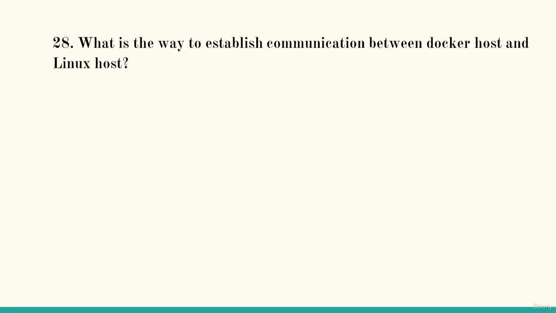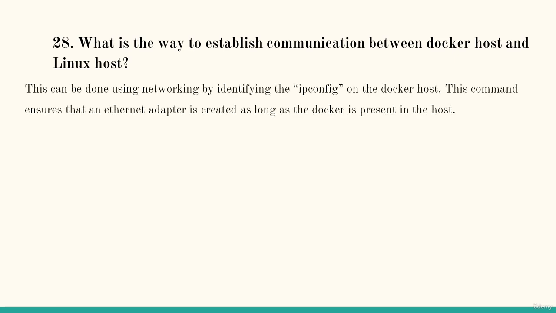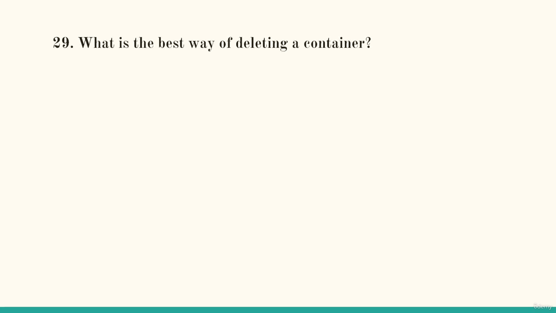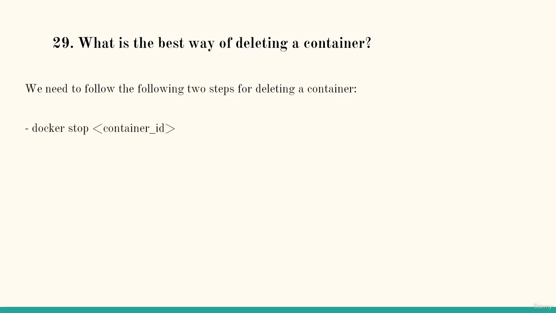What is the way to establish communication between the Docker host and Linux host? This can be done using networking by identifying the IP config on the Docker host. This command ensures that an Ethernet adapter is created as long as Docker is present in the host. What is the best way of deleting a container? We need to follow the following 2 steps for deleting a container. docker stop, then the container ID, then docker rm, the container ID. So we need to stop it first, then remove it.